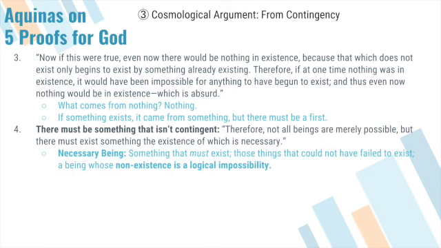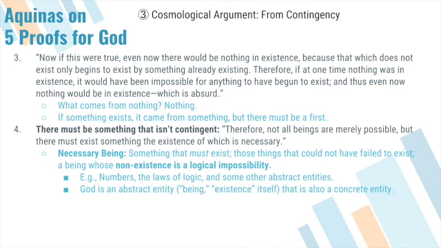This is necessary being, something that must exist. Those things that could not have failed to exist, right? So God is not, in his view, the only necessary being, being whose non-existence is a logical impossibility. For example, numbers. Numbers are necessary, all right? The laws of logic are necessary. And some other abstract entities are necessary being, right?